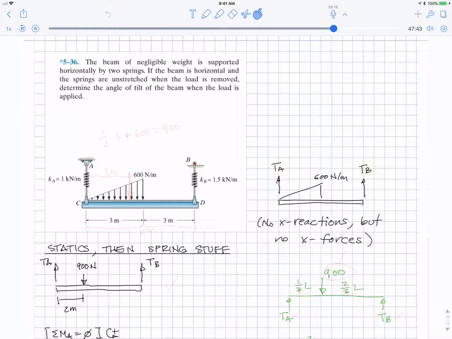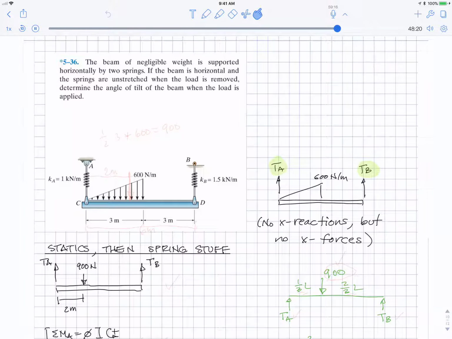So when you first look at it, you go, oh look, here's a free body diagram. There's only two unknowns. There is no X reaction. I thought we had to have three reactions. Well, there are no X forces, so you can get rid of the X equation. So really, it's two equations: sum Fy is 0, sum moment equals 0, and two unknowns, TA and TB.